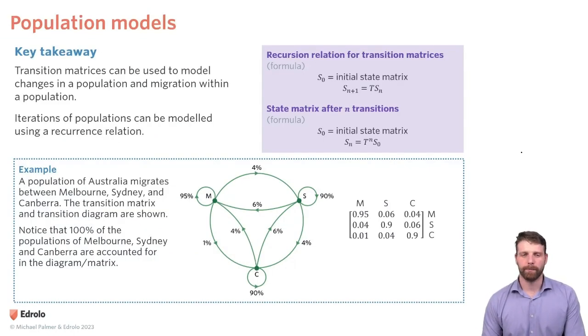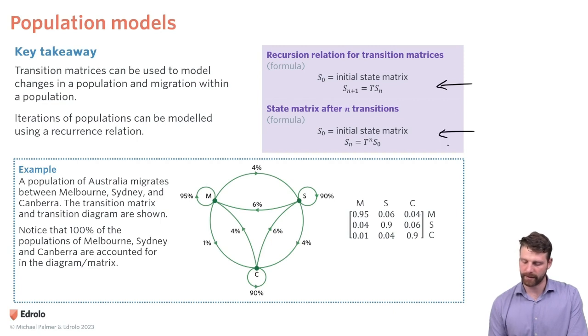Population models. The key takeaway here is that transition matrices can be used to model changes in a population and migration within a population. Iterations of populations can be modeled using a recurrence relation. We already saw these formulas in an earlier lesson, so we can apply them to a transition matrix here. So here's an example.